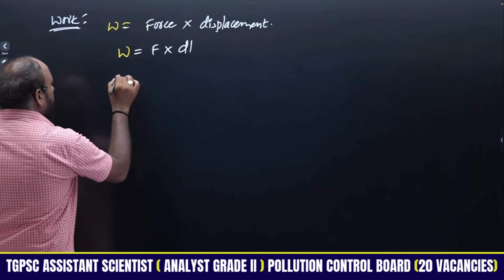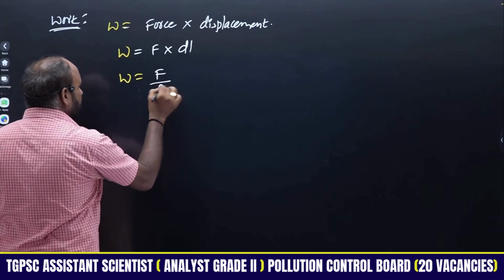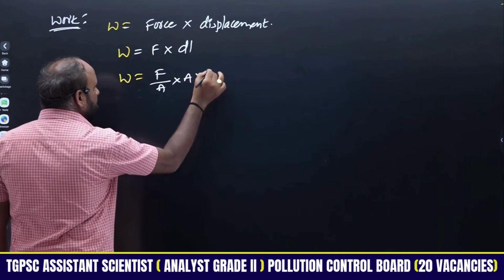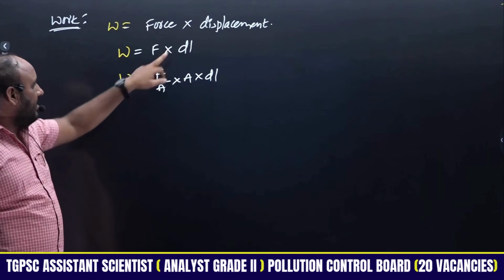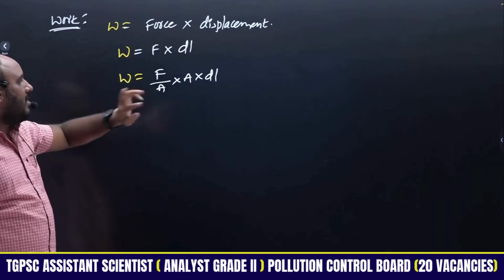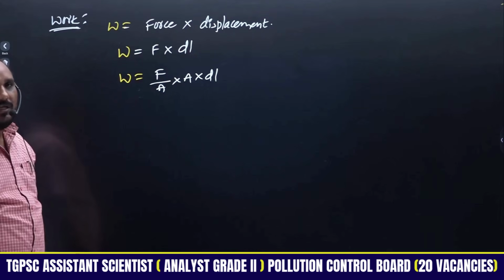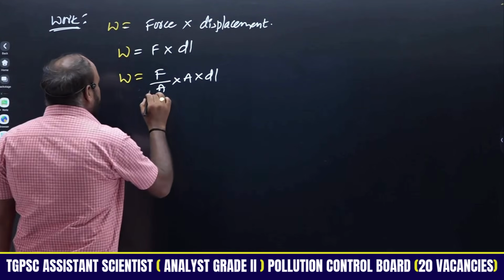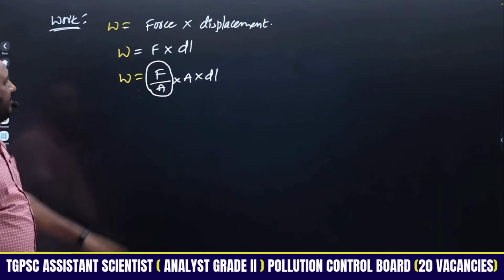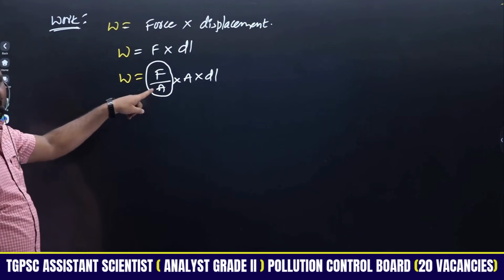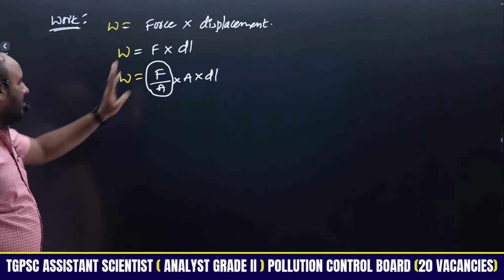Now any object possesses some area, so that force can be divided by area and multiplied by area and multiplied by dl. F into dl, the area gets cancelled, therefore we again get F into dl only. Means by multiplying and dividing with area, there is no change in the value, that is F into dl, right? Many times we feel pressure. What is pressure? That is the definition: force per unit area. Whatever force is applied on unit area, that is called pressure, right?